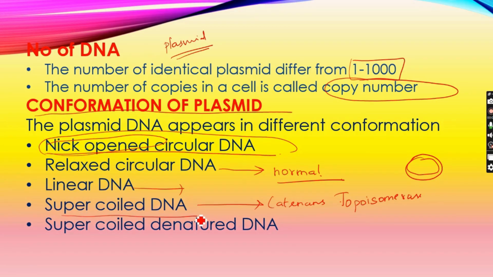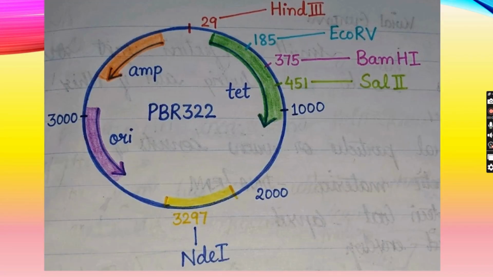So the supercoiled DNA is also a conformation. Most of this conformation is present during the replication. Normally, it is found as a relaxed circular DNA, a supercoiled DNA, or a denatured DNA, which means that during denaturation, the plasmid DNA can be present as a supercoiled denatured DNA.